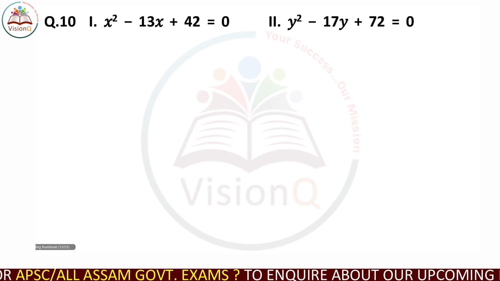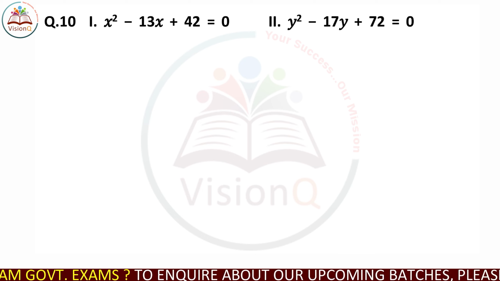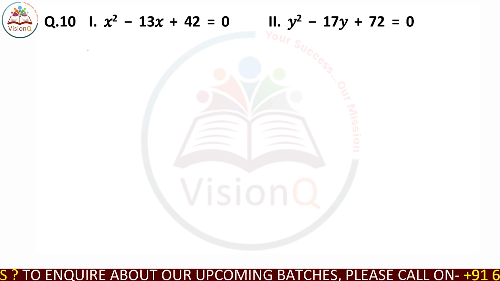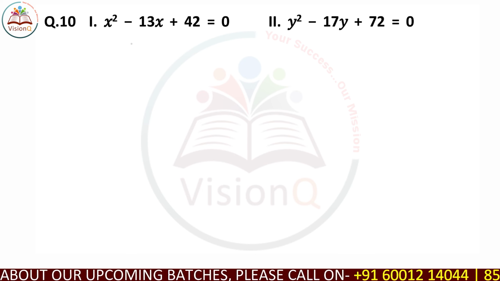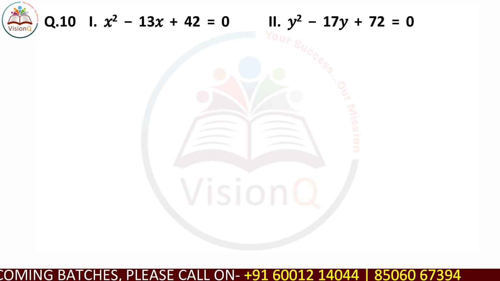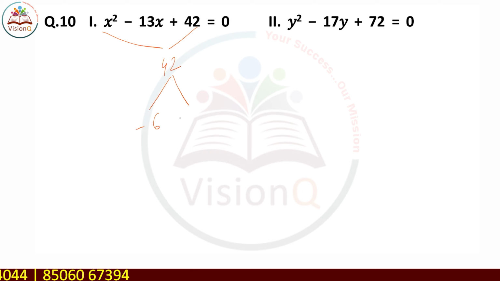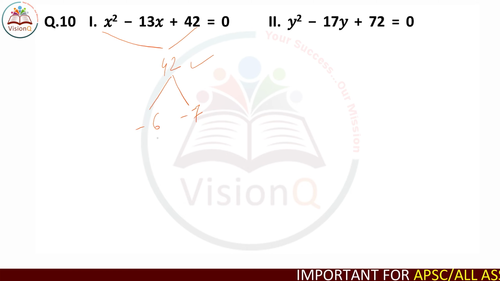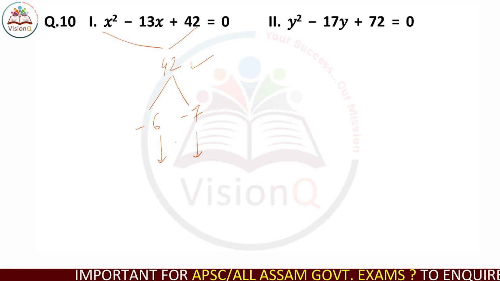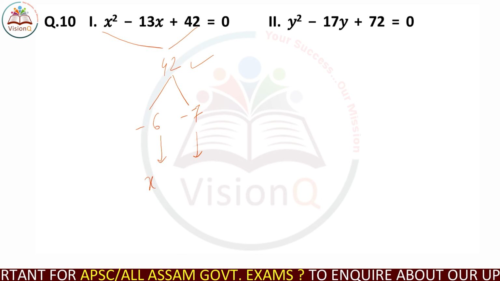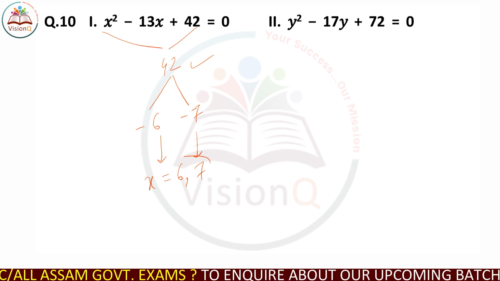So, the last question of this set of quadratic inequalities, question number 10, is x square minus 13x plus 42 is 0. If I multiply a and c, I get 42 here. Next step, I have to break it as minus 6 and minus 7, so that the sum is minus 13 and the product is 42. In the next step, divide both these numbers by a and change the sign. So, I will get the values of x as 6 and 7.